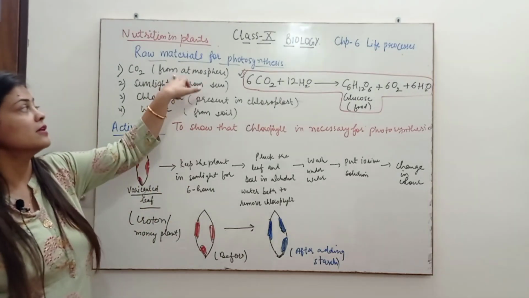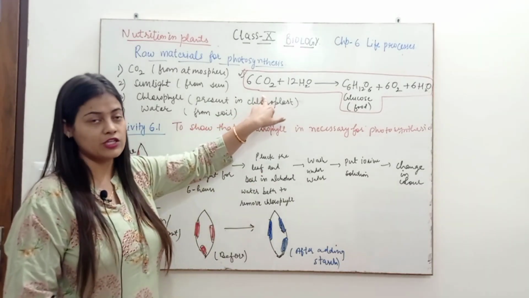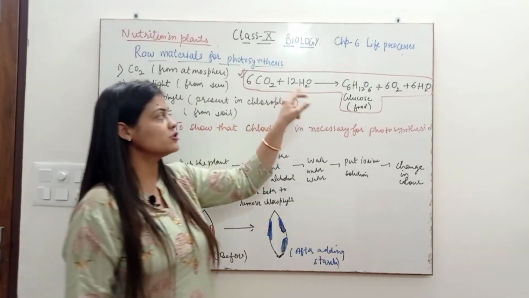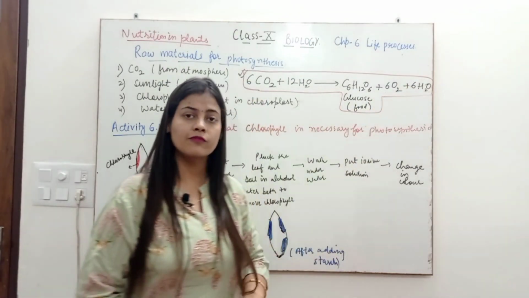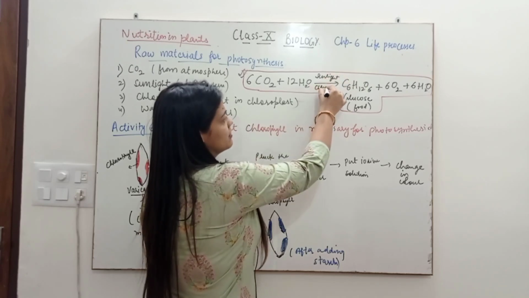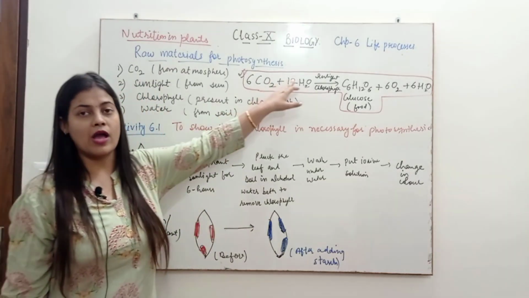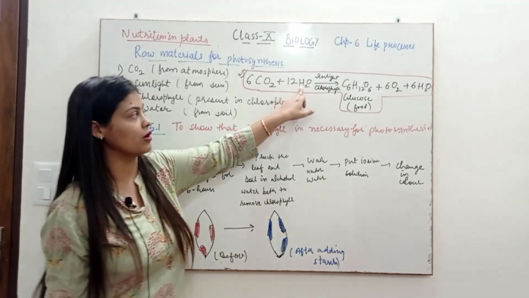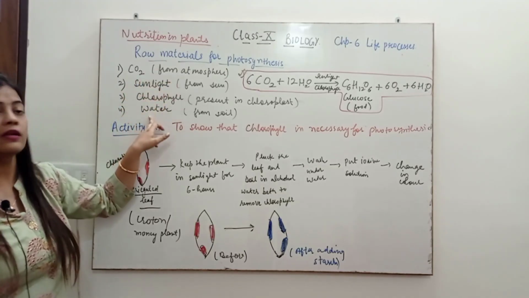First, let me tell you about the reaction of photosynthesis. In this reaction you can see that 6 molecules of carbon dioxide plus 12 molecules of water combine together to form 1 molecule of glucose, 6 molecules of oxygen and 6 molecules of water. And here you can write sunlight and chlorophyll. Now here you can see the reactants required for photosynthesis are carbon dioxide, water, sunlight and chlorophyll. So here I have written carbon dioxide, sunlight, chlorophyll and water.